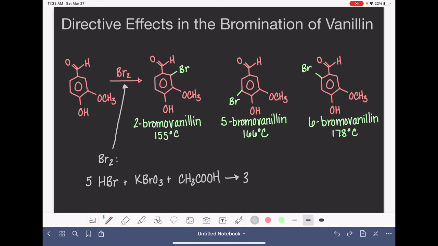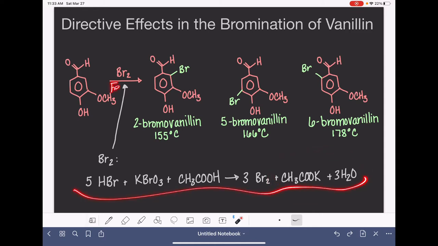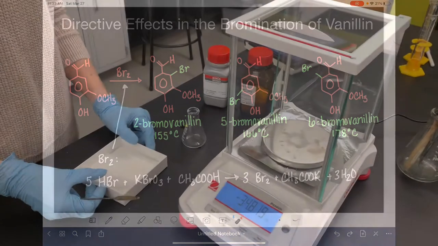When I combine all of these molecules together, they are going to generate 3 bromine molecules, which are then going to be able to do this reaction. They also produce some potassium acetate, CH3COO with the potassium ion, and a little bit of water. It's not really that important that you know about these. And this reaction doesn't need a catalyst, so I don't need to be putting in FeBr3 or anything like that. The bromine that's generated is going to be ready to go. So let's watch the reaction.